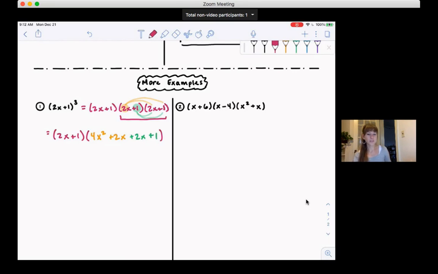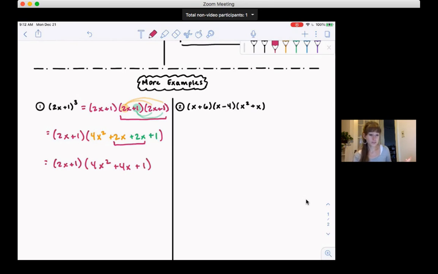All right, so that's the first set of distributions. Let's combine our like terms in those parentheses. So now we have 2x plus 1 times 4x squared. 2x plus 2x is 4x, and then we have plus 1.